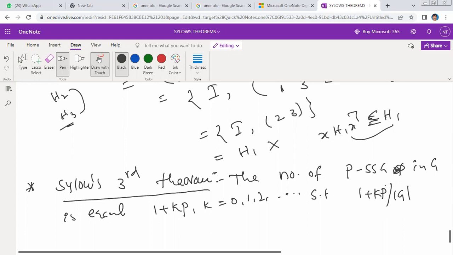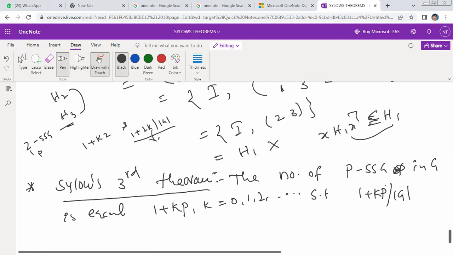Suppose I want to find the 2-Sylow subgroups. When we want to calculate 2-Sylow subgroups, as in the earlier problems, what is P? P is equal to 2. Therefore, the number of P-Sylow subgroups is 1 plus K into 2, that is 1 plus 2K, provided 1 plus 2K divides the order of G. Checking these conditions, we have to see how many K values we get.